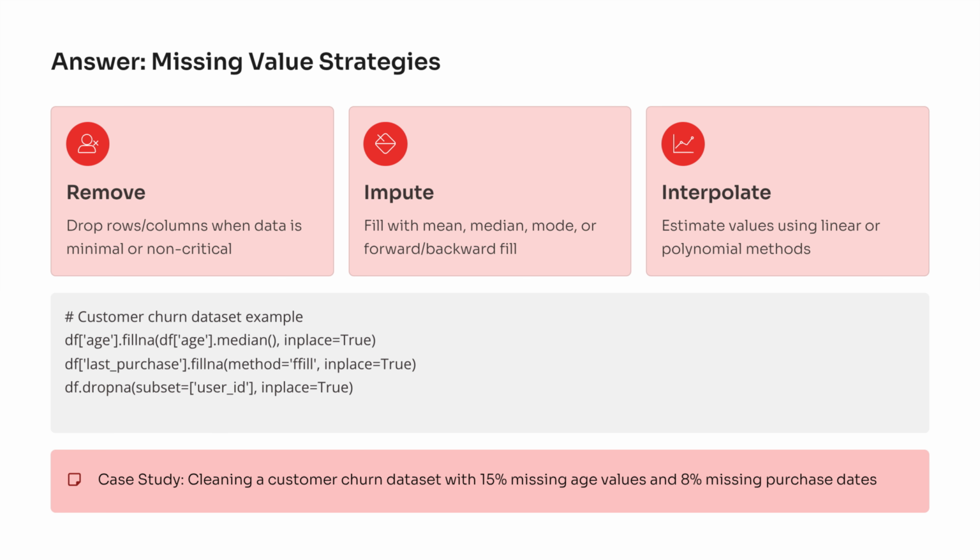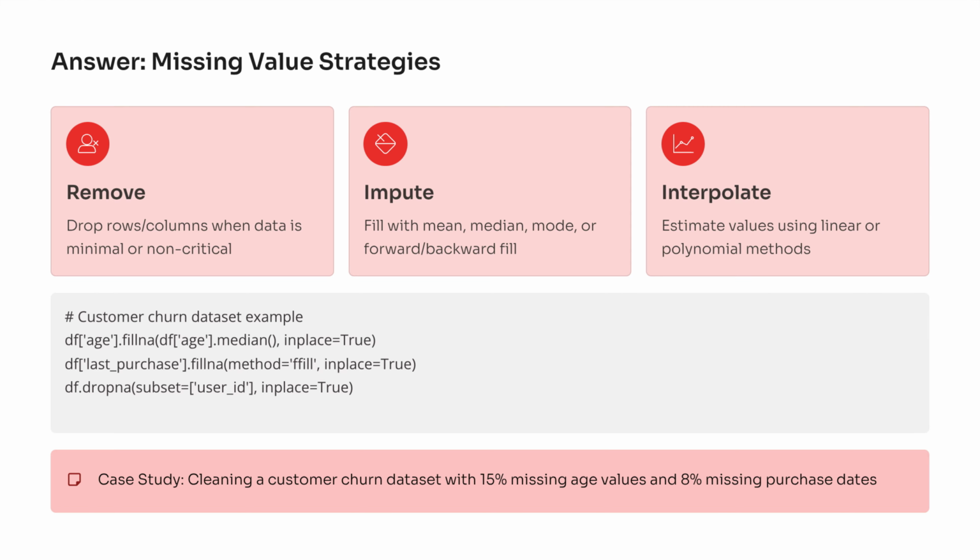Let's look at how you might explain this using a real example. Imagine you're working on a customer churn dataset. You notice that 15% of customers have missing age values, and about 8% have no record of their last purchase date. Here's how I'd approach it. If a column has only a tiny fraction of missing data, and it's not critical, I might remove those rows entirely. That's using the dropna function in pandas.